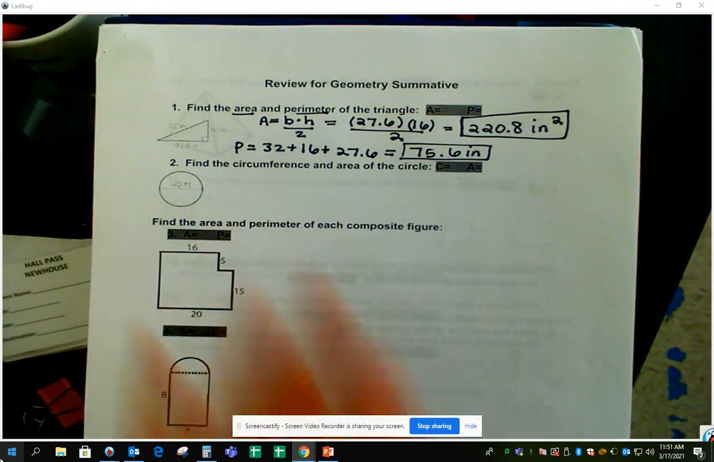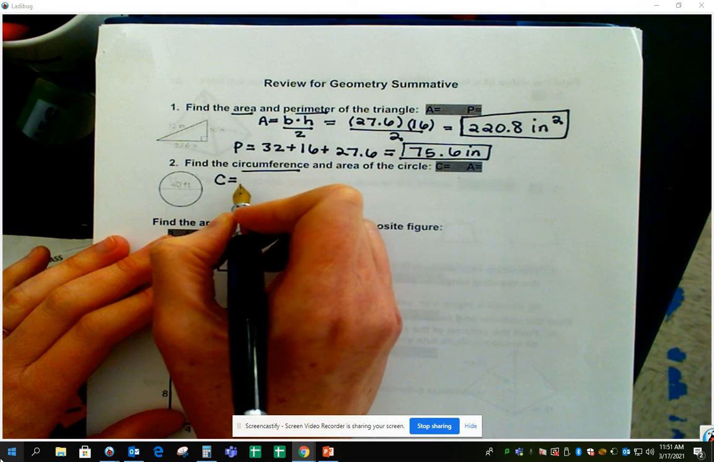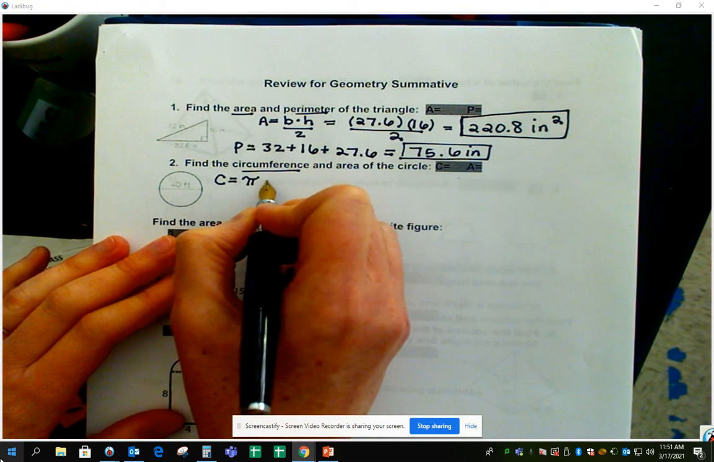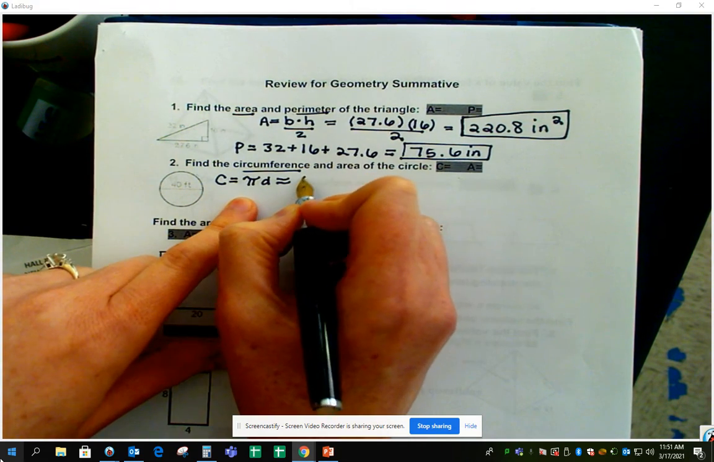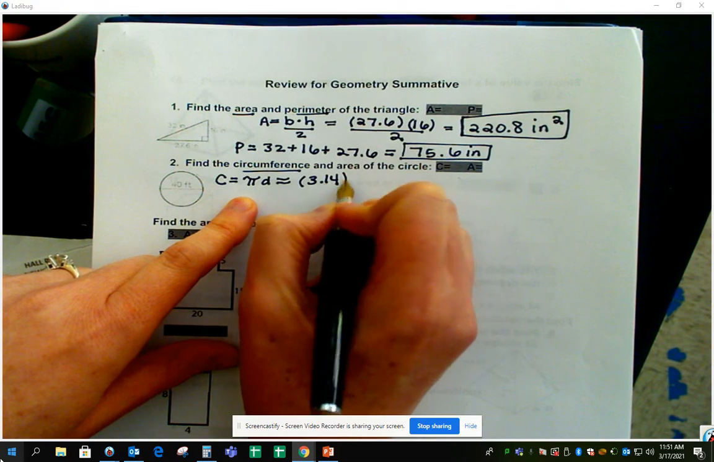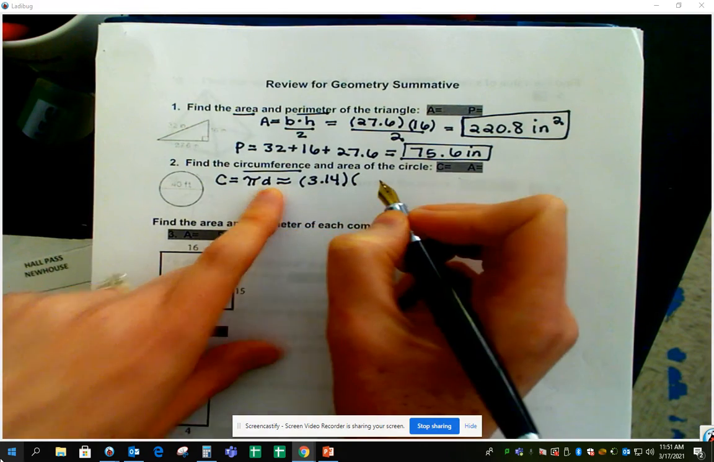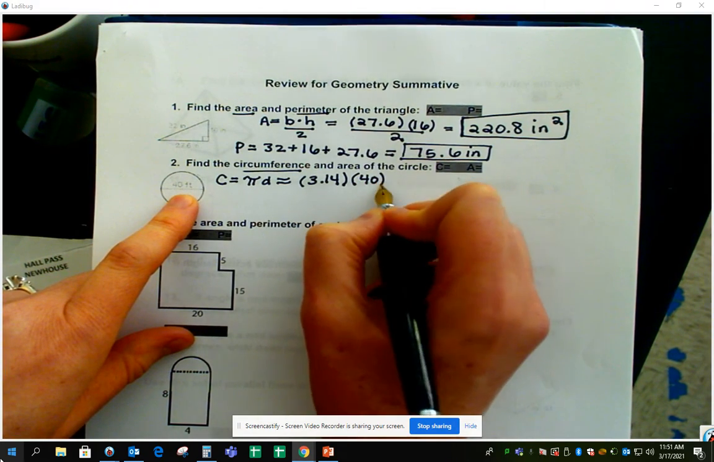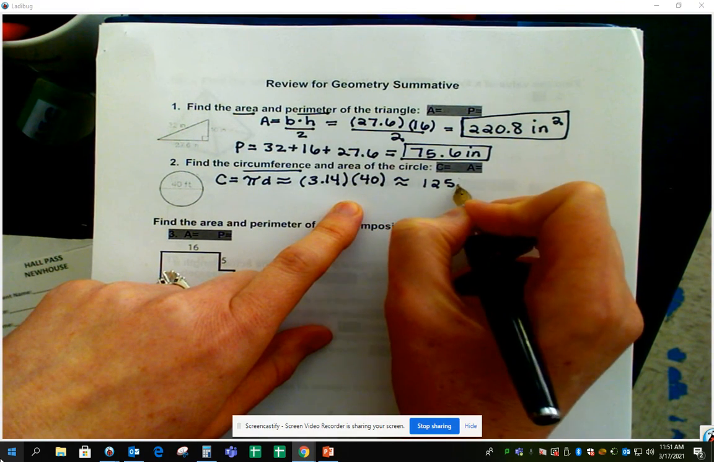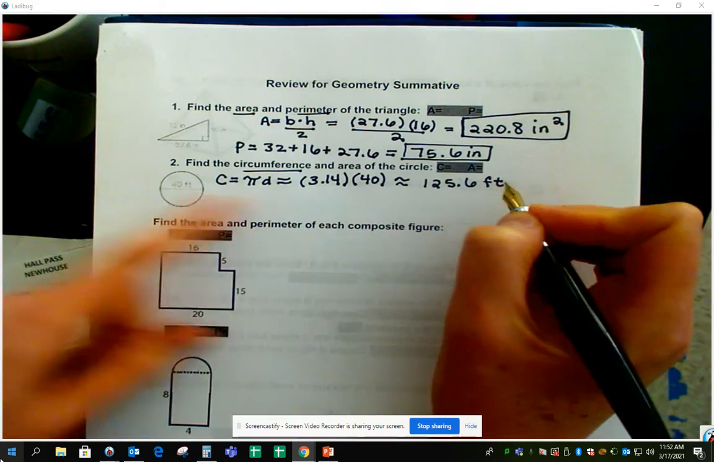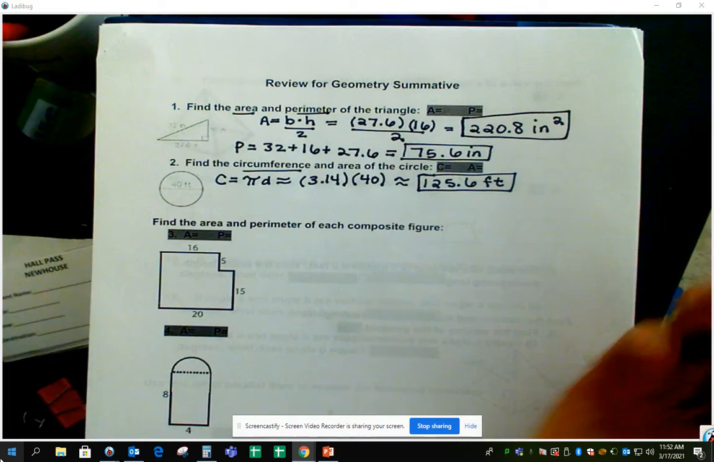All right, for the circle, remember circumference, you have two options. You can do pi r squared or pi d. Since we're given the diameter here, I'm going to use pi d. So remember, for pi, I plug in 3.14. It's a rounded approximation. That's why I have my approximately equal to sign. And then my diameter is 40. Okay, so that is approximately equal to 125.6 feet. And it's just a distance around, so the units would just be plain old feet, not squared or anything.